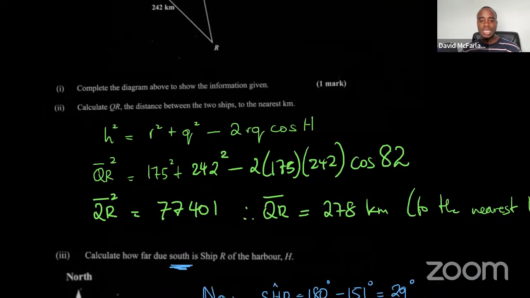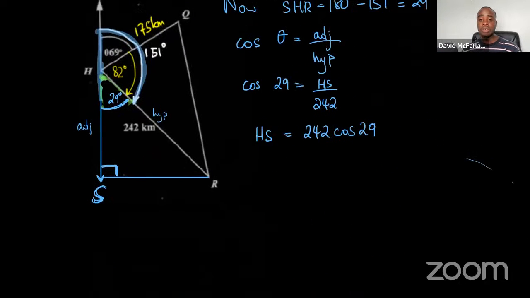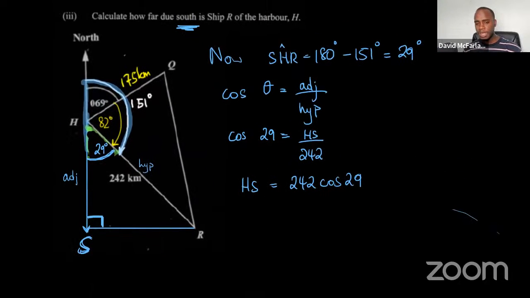But because the previous one said to the nearest kilometer and the lengths are in kilometers, I'm going to round it to the nearest kilometer too. So I'm just using a little context to help me know what to round it to. So that would be 212 kilometers. Now we know what it is.